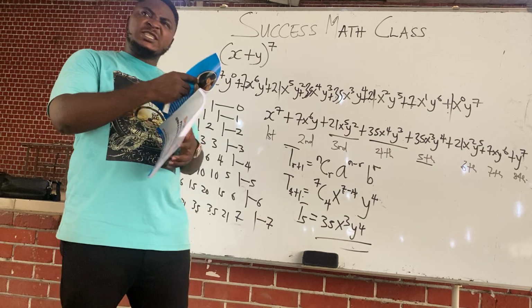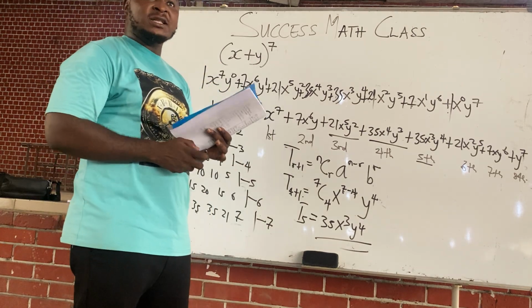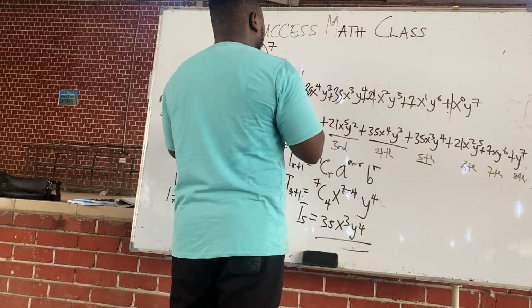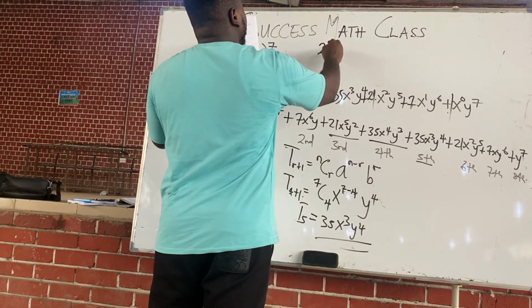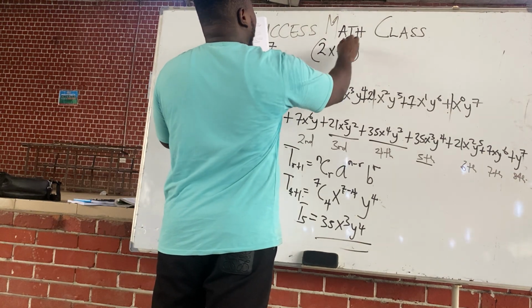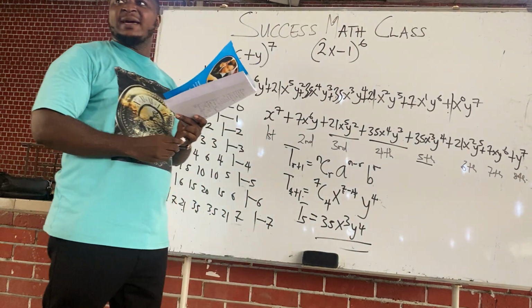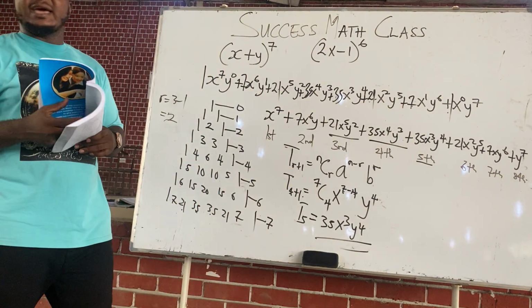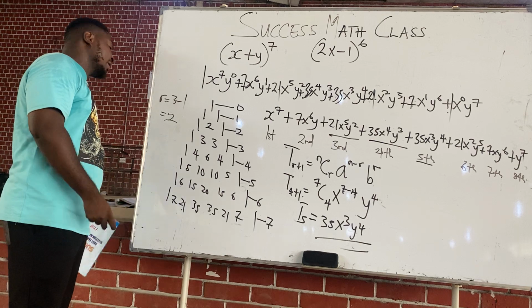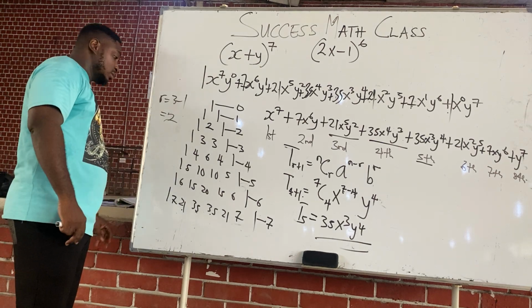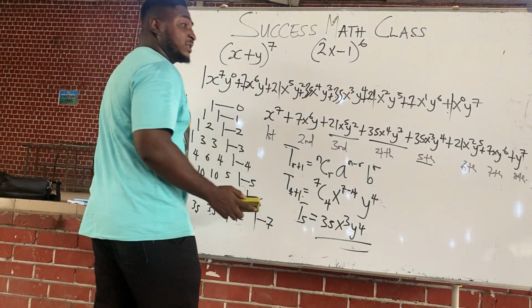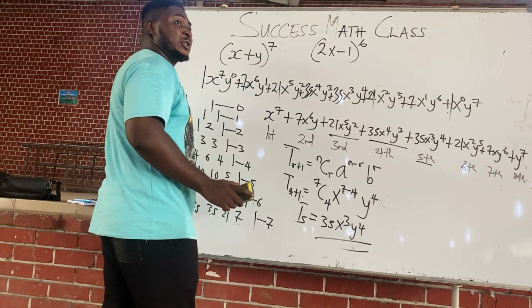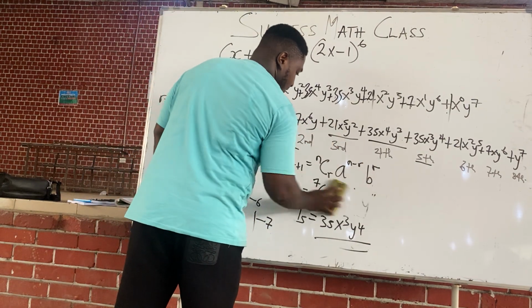Find the fourth term of the expansion. This came out in the 2020-2021 set. Find the fourth term of the expansion of (2x − 1) raised to power 6.